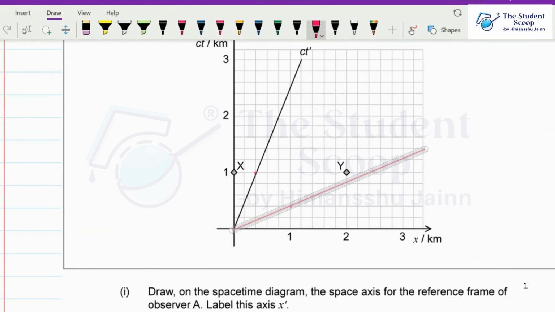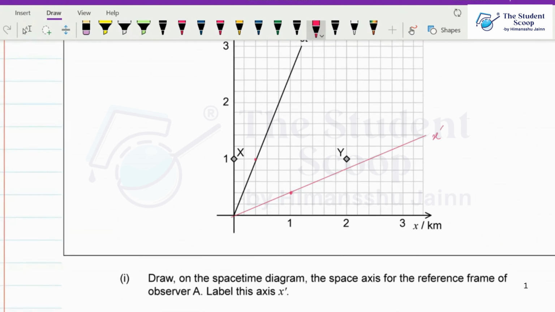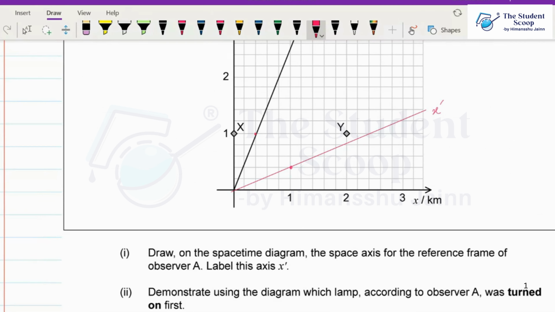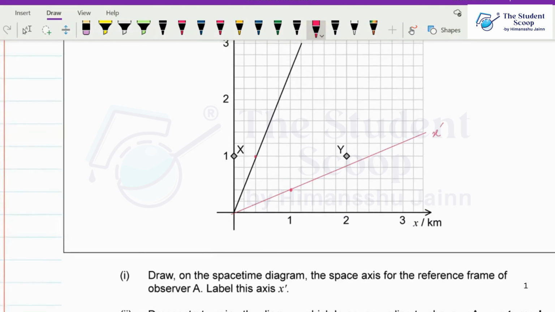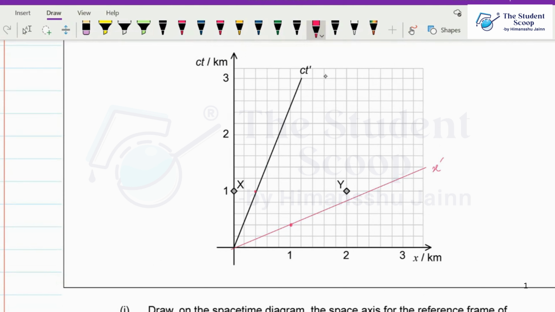Okay, so this is our axis. I will label this as x dash axis. Then demonstrate using the graph which lamp, according to observer A, was turned on first. So observer A, we have ct dash and x dash axis. Which event happened first? So the time coordinate, corresponding time coordinate for this event X and Y.